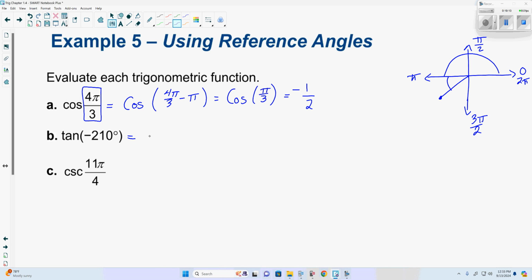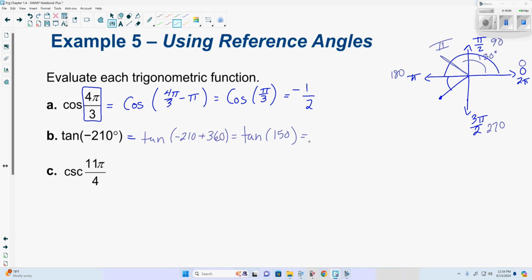Here, since we probably don't want to work with a negative angle, we can add 360 to it. All I'm doing is bringing it back to being between 0 and 360. Well, 150 is where? 150 degrees is in the second quadrant.